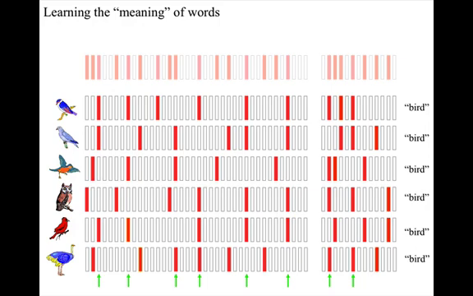But notice what's happened. Because there have been a number of experiences in which the bird was seen and the word bird was heard at the same time, there's a group of visual columns that's often been active in the past at the same time as a group of auditory columns.